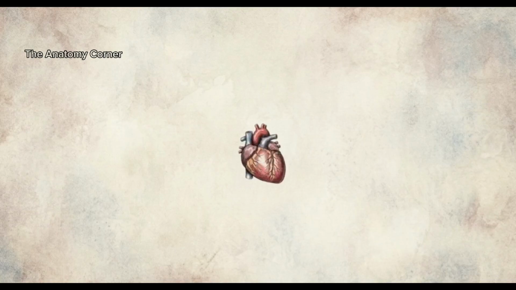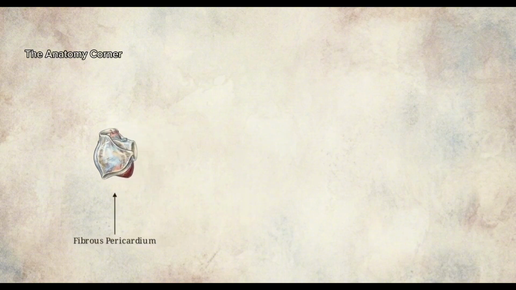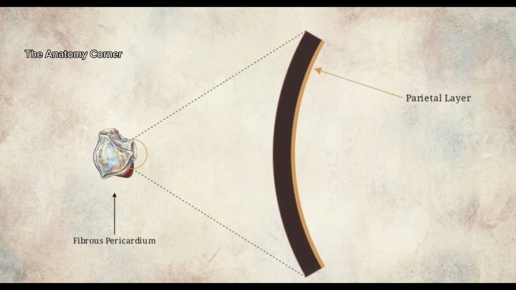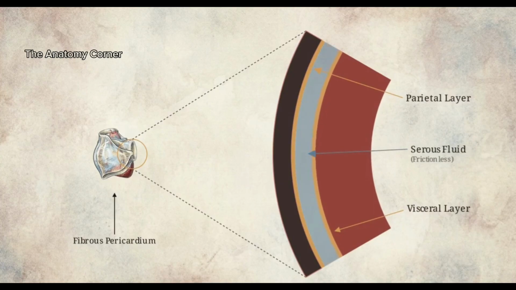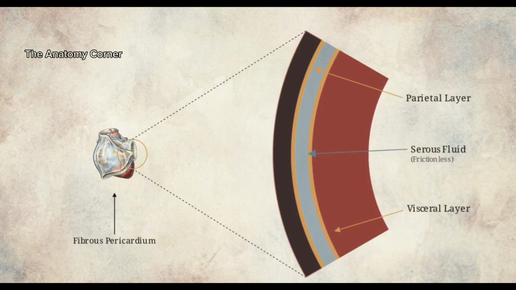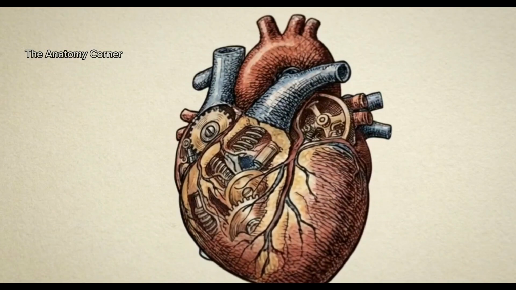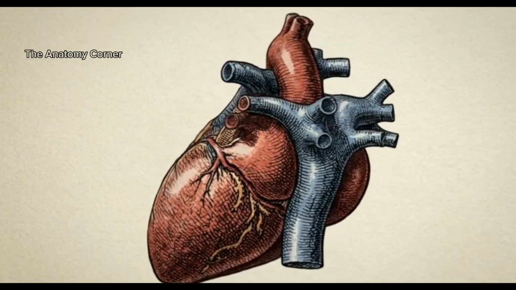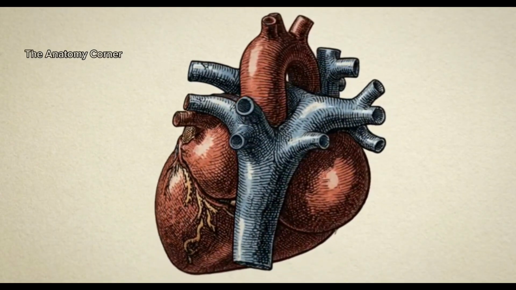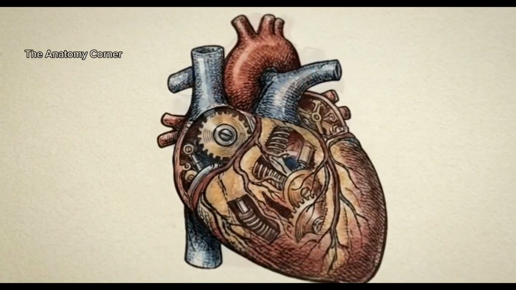The organ is anchored inside the pericardium. The tough, inelastic outer shell is the fibrous pericardium. Inside lies the serous pericardium, split into a parietal layer and an inner visceral layer. A microscopic gap between them contains serous fluid, providing a frictionless environment. The cardiovascular pump is now fully assembled, a self-regulating, continuously fueled, mechanically anchored machine operating inside a frictionless vacuum.